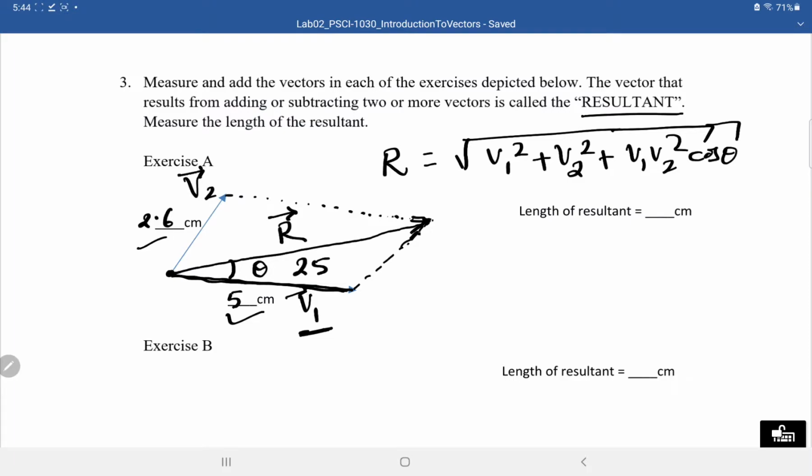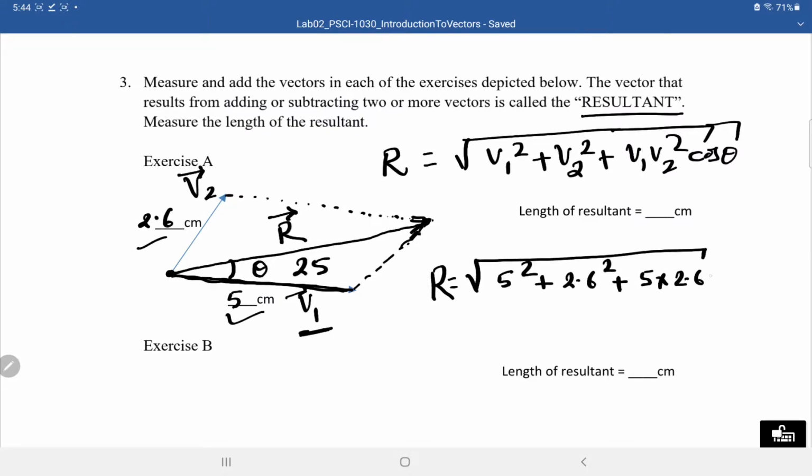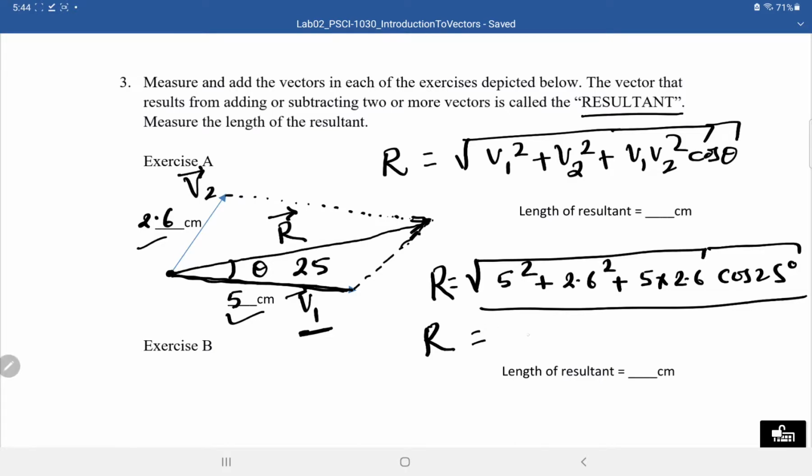Now you can easily get the resultant of the vectors. Let me calculate this one: R equals the square root of v1, which is 5 squared, plus 2.6 squared, plus 5 multiplied by 2.6 into cos of 25 degrees. If you put all these data into the calculator, you can easily get the value of R, and it is closer to something like 6.6 centimeters. So this is the resultant.